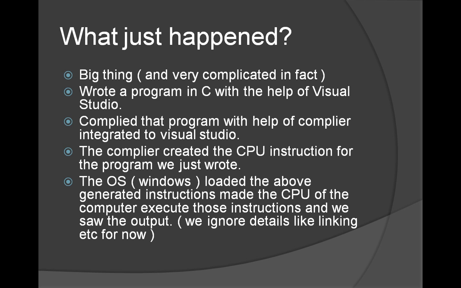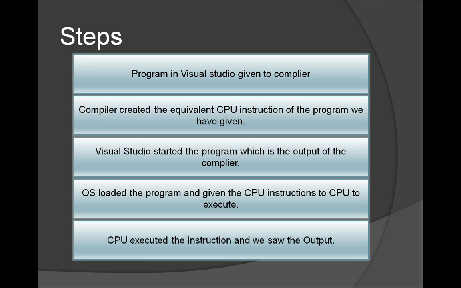The Windows operating system loaded that program and executed it. That is what happened when we pressed the play button, actually. So we are not discussing linking and all those complications at the moment, but this is a summary of the things which just happened. We type the program in Visual Studio and give it to the compiler. The compiler creates the equivalent CPU instructions. So Visual Studio started the program, which is the output of the compiler.